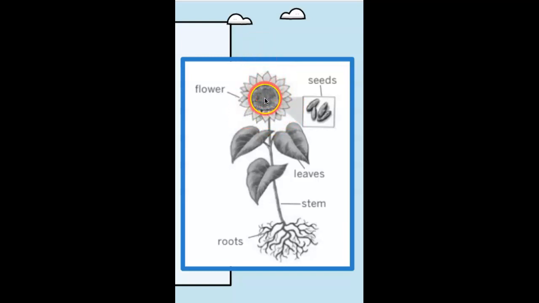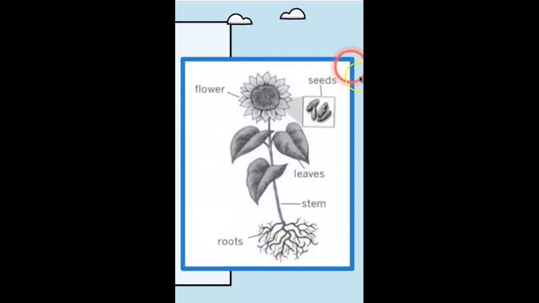In the center right here of our flower or blossom are many small tiny seeds. If you look over here, there's a picture of the seeds enlarged. Everyone say seeds. The seeds can grow into new sunflower plants. If you put these in the ground and they get all of the things they need to grow, like sun, water, air, and food, they can grow into a new plant.